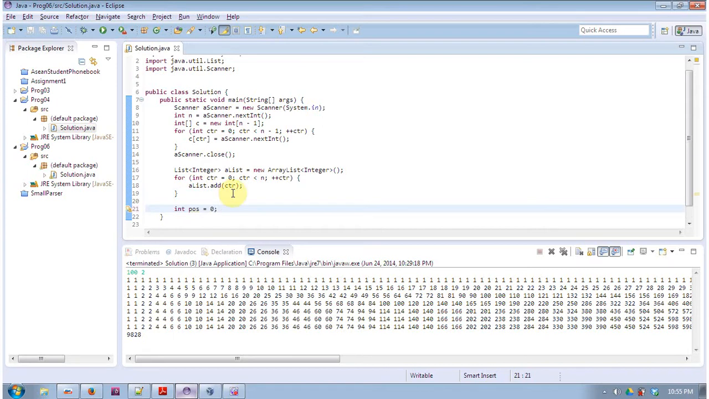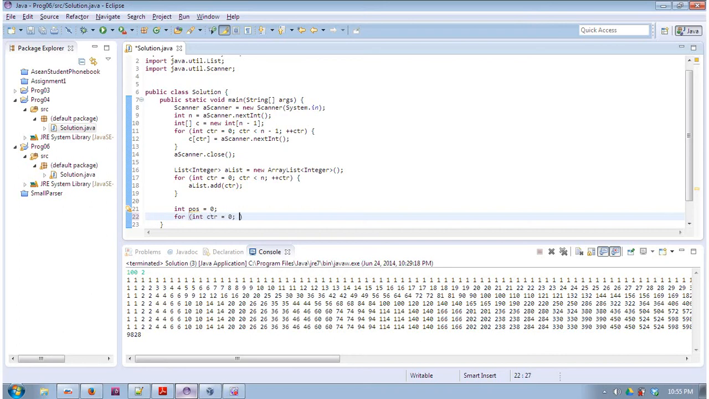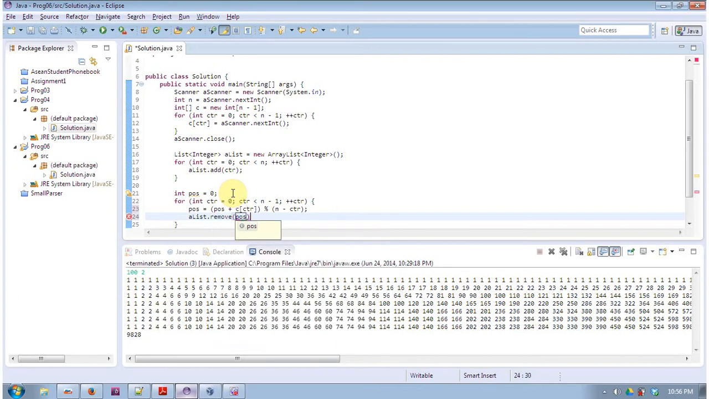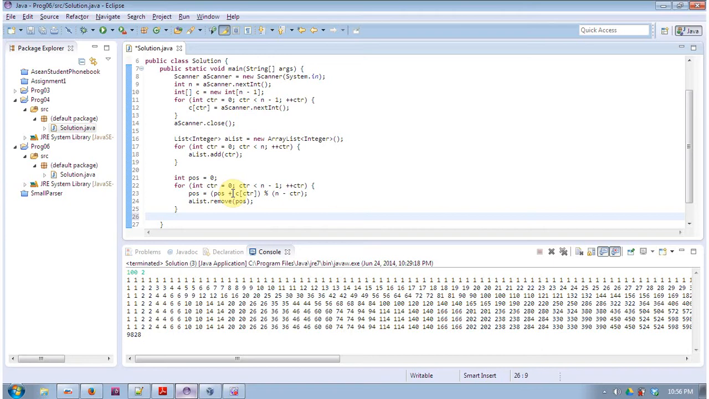Okay, so next I used a variable pos, which determines the current position of the chair. And then we iterate the n-1 eliminations, where we have pos is equal to pos plus c of ctr, mod what? First is n, mod n, and then mod n-1. So first elimination is n, and then we have n-1, then n-2. So essentially it's n minus ctr, and then we remove the person. Okay, and then if the number is 0, then we have to output yourself or Todd.